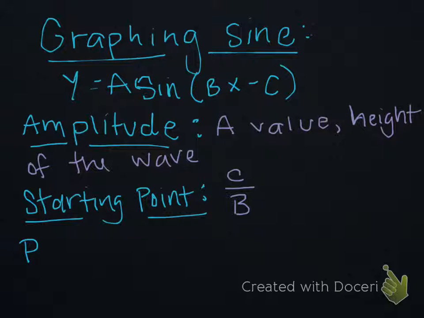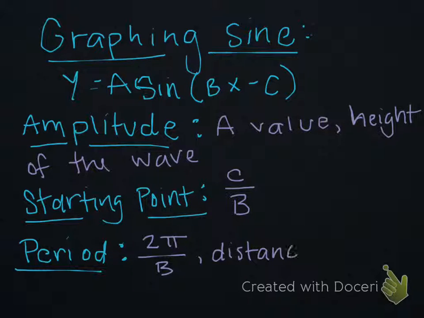The next is the period. And the period is calculated by taking 2 pi and dividing it by b. And once you do 2 pi divided by b, the period represents the distance for one wave to be completed. So it's the distance for one wave to be completed.